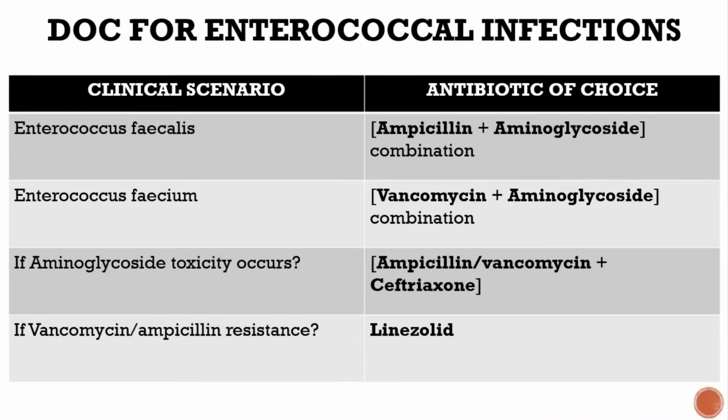If you are having aminoglycoside toxicity, or if you are having a risk factor for aminoglycoside toxicity, then you can use ampicillin or vancomycin plus ceftriaxone combination. And if you are resistant to ampicillin or vancomycin, then you can switch over to linezolid. So these are the different clinical scenarios, and based on the individual clinical scenario, we try to find out which is the appropriate antimicrobial of choice.